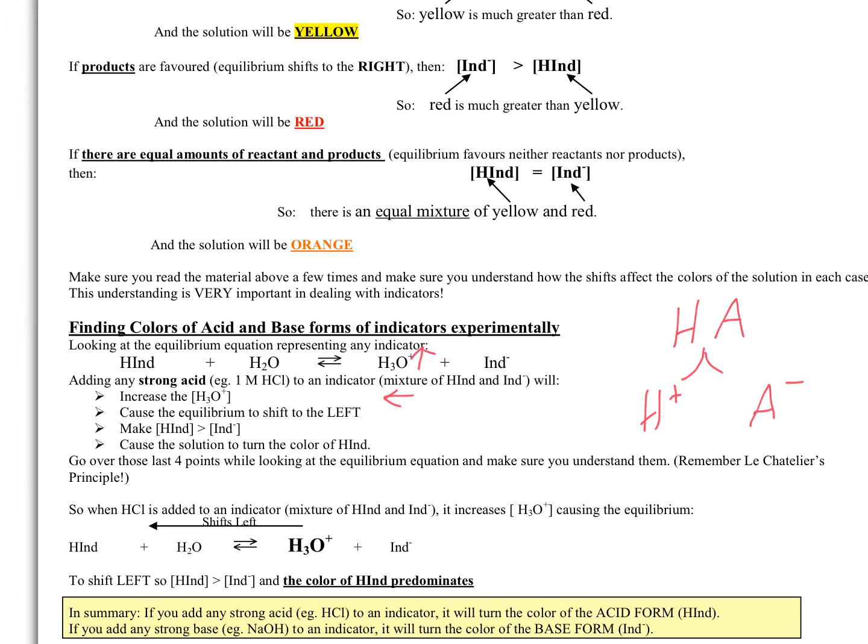So when HCl is added, we shift to the left. My concentration of the left, of my reactants, is greater than my products. The color will be the same as the reactants. So in summary, and this should be logical, if you add a strong acid to an indicator, it will turn the color of the acidic form. If you add a strong base, it will turn the color of the base form. If you add weak ones, it's going to depend on how much you add for the overall effect.